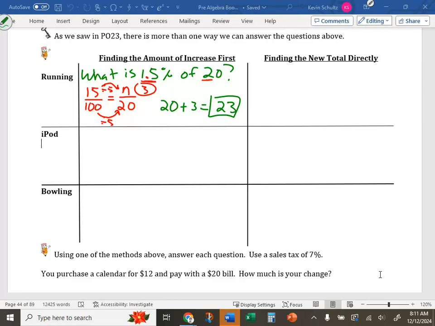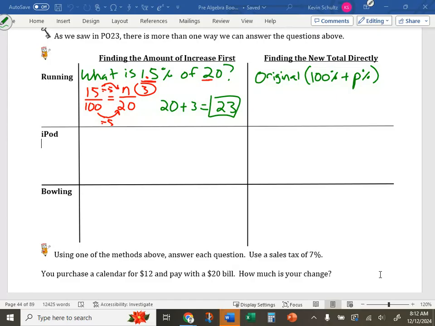Okay? Now, to find the new total directly, it saves some steps, but it's a formula. This can go on a help sheet, even though it's a Mr. Effie pencil here. The formula to find the new total directly is your original times 100% plus the percent of increase. Okay? The original amount times 100% plus the percent of increase.